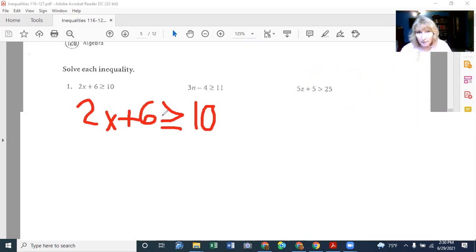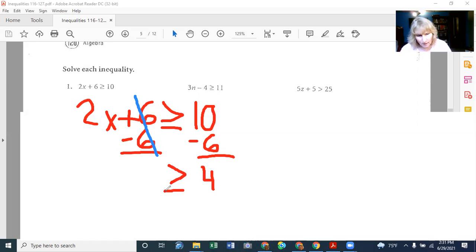So we see that there's a plus 6 added to 2x. So we are going to do the opposite of adding. We're going to subtract 6. And whatever you do to one side of the inequality, you also do to the other side. So we're going to subtract 6 from the other side as well. So if we do that, we can see that our 6 minus 6 is going to cross off, leaving us 0, which is what we want. And then we are going to see that our 10 minus 6 is 4. We're going to keep our inequality sign in between that. And what we're left with on the left side is just 2x.